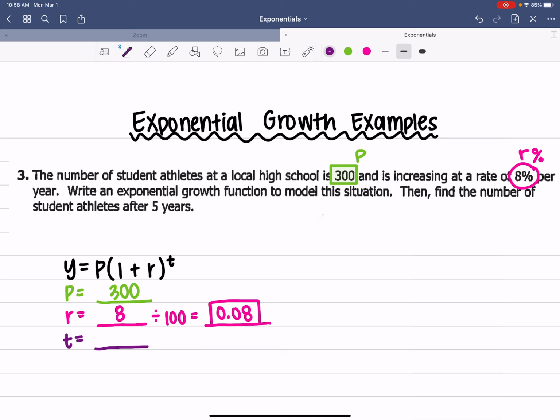Then we want to know what is the total amount of student athletes after 5 years. As long as that rate is increasing by the year, then we just have to take 5 and plug that in for the number of years.